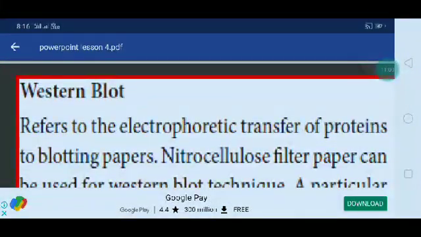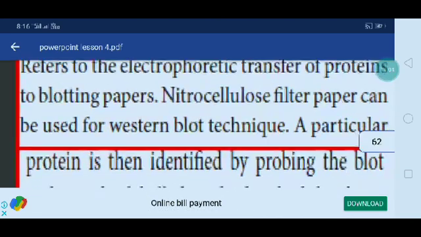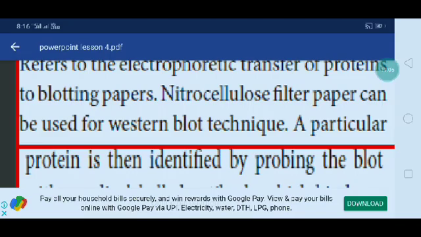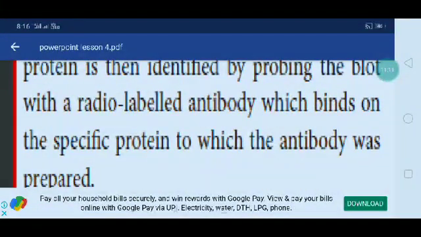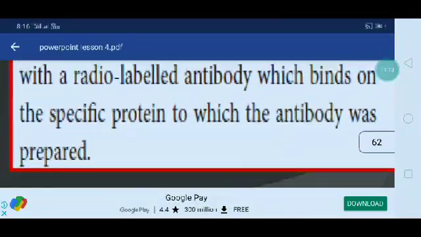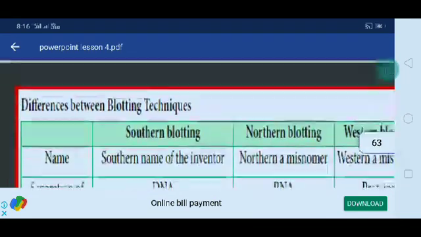Western blot refers to the electrophoretic transfer of proteins to blotting paper. Nitrocellulose filter paper can be used for the Western blot technique. A particular protein is then identified by probing the blot with a radio-labeled antibody, which binds to the specific protein against which the antibody was prepared.